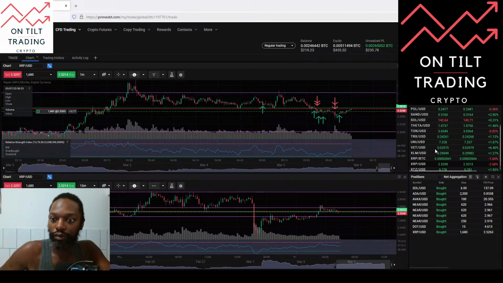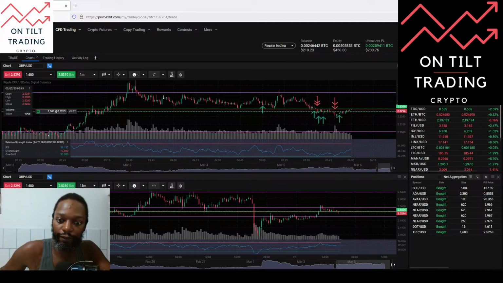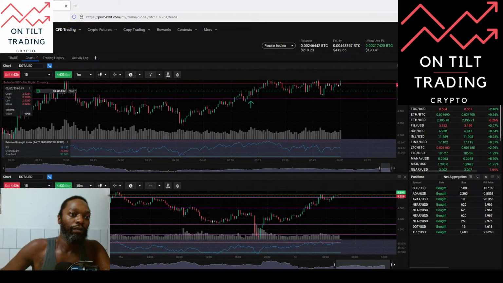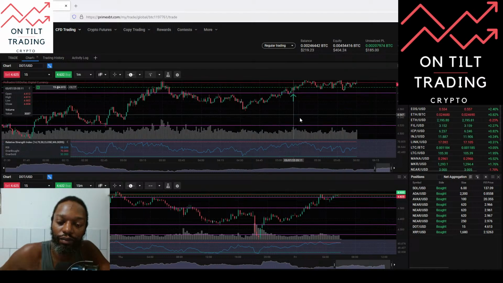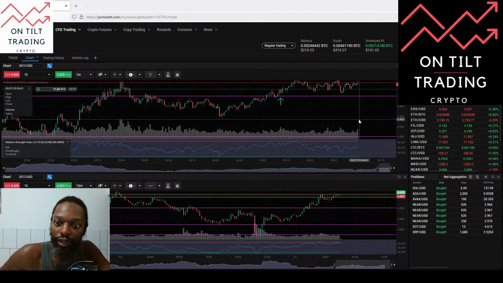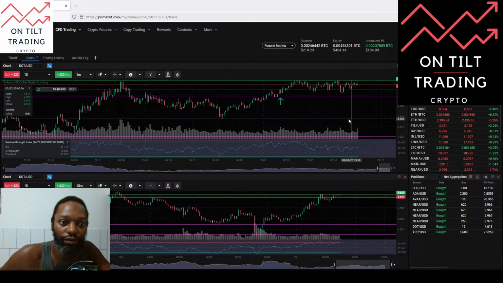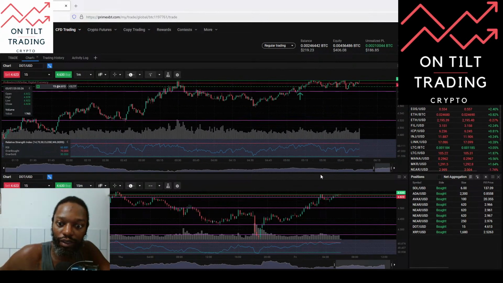Next up, we'll check out Polkadot. Okay, let's see here. Okay, Polkadot. I took it here at 5:11, so about 50 minutes ago. So when I was scanning, I found Polkadot.